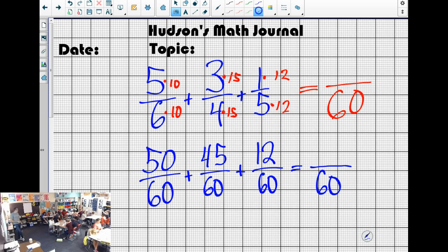When we add this all up, Nora, what do we get? 107. Verification. Anyone else get that? Thank you very much. I did not do it in my head. All right. Any questions? Because now we're looking at many fractions getting put together.